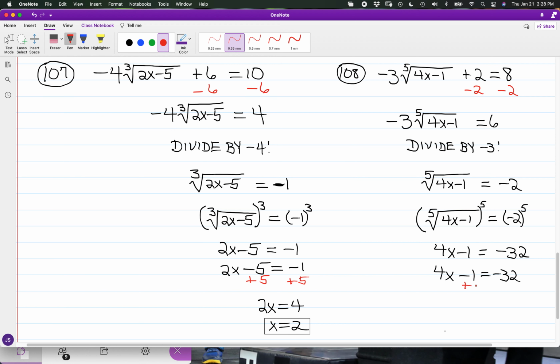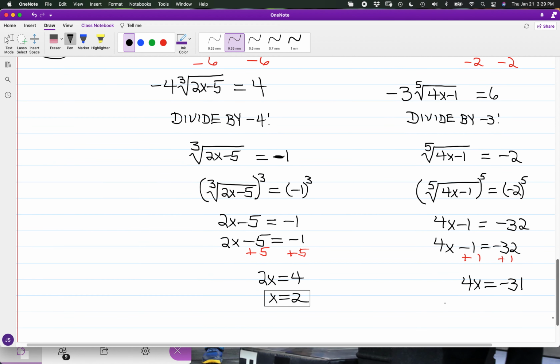So adding 1 to both sides, we'll have 4x equal to -31. And for the solution in x, this is just going to be a negative fraction, where we have x equal to -31/4.